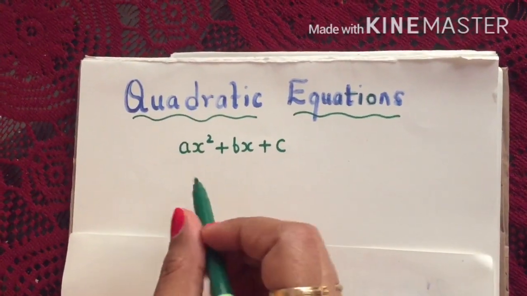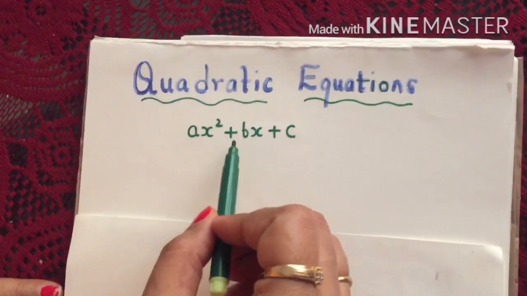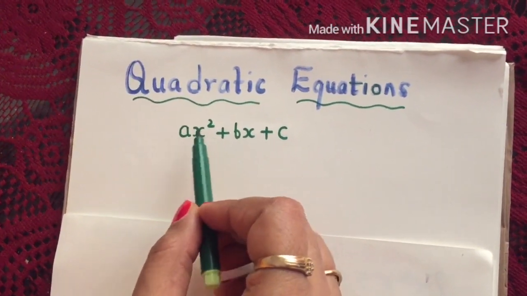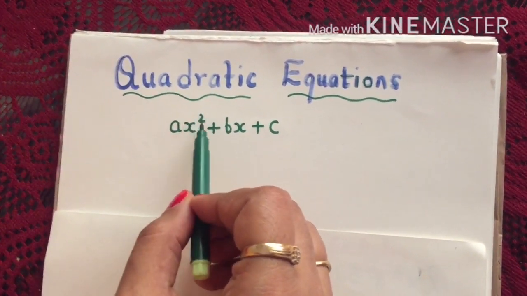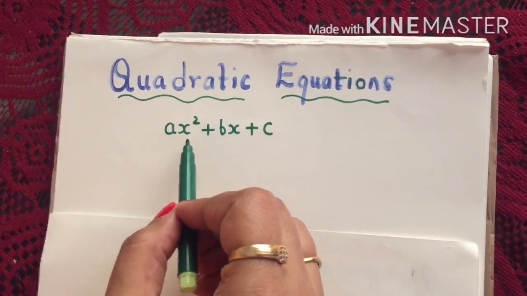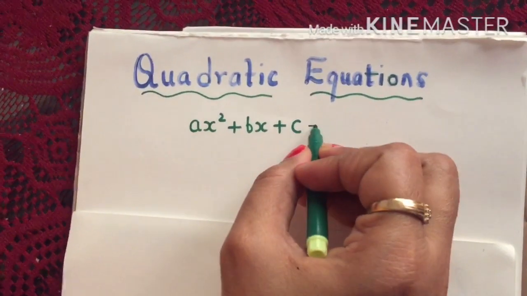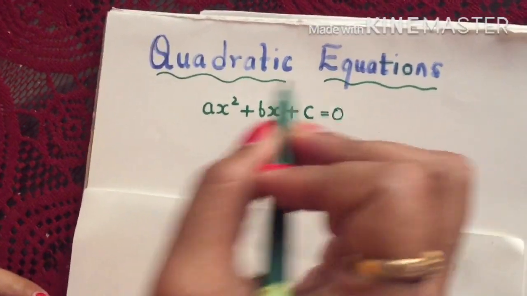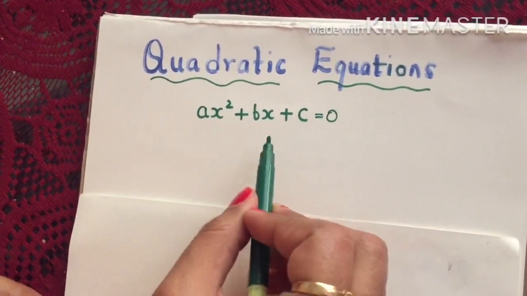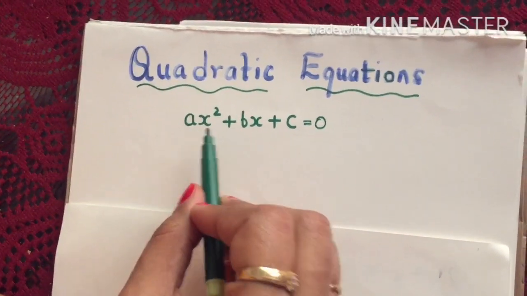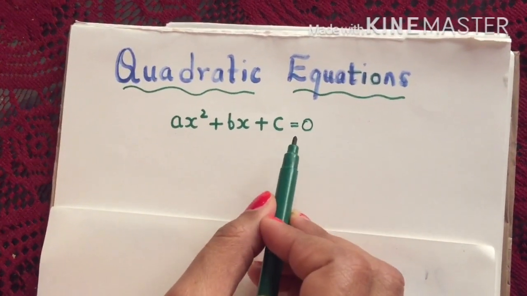Now you can just have a look at that. ax square plus bx plus c. This is a polynomial, and you can see the variable x has the power 2, so this is a quadratic polynomial. Now if I equate it to 0, this is a quadratic equation, and this is the standard form of a quadratic equation. What is that? ax square plus bx plus c equals 0.